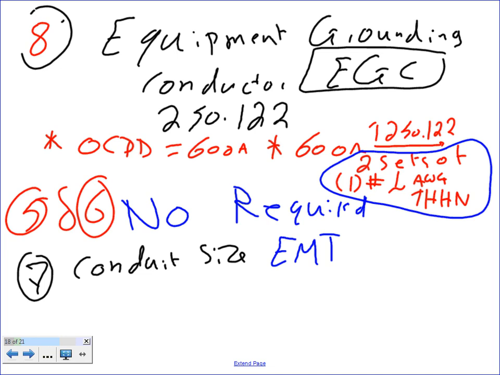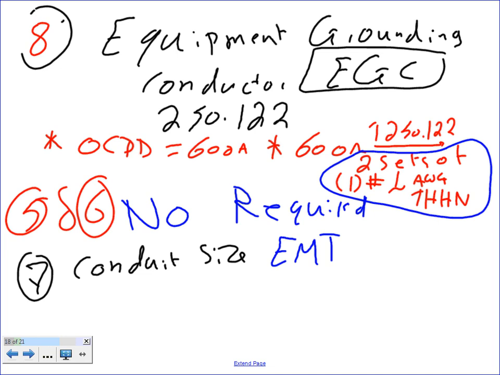Because the code says if you have an equipment grounding conductor and you parallel, you have to pull the same size equipment grounding conductor with every set of parallel conductors. Can this be less than 1 aught? Yes, this one can be less than 1 aught, because it's not a current-carrying conductor. You're absolutely right. Very good point, guys.